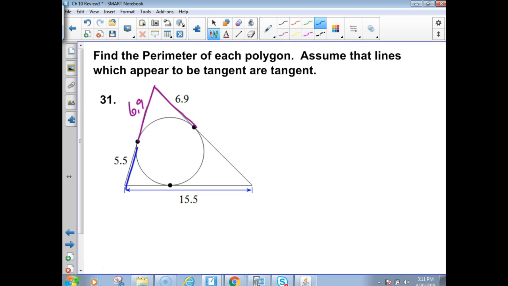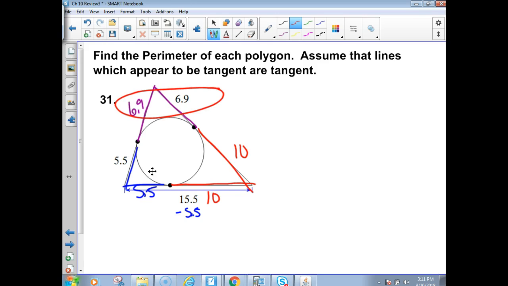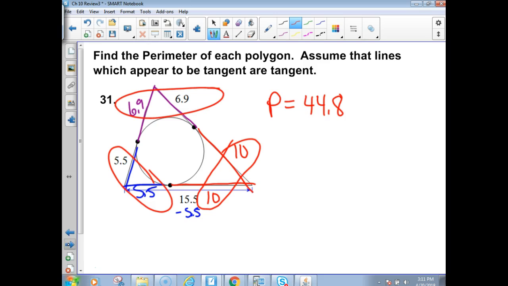This is 5.5, so this is 5.5. I subtract 5.5 to figure out that this is 10. And this is 10. The ones you want to add are the ones you figured out. All those pairs. What do we get here? Is it 44.8? Thank you. I don't know why we didn't get any units, but we didn't.